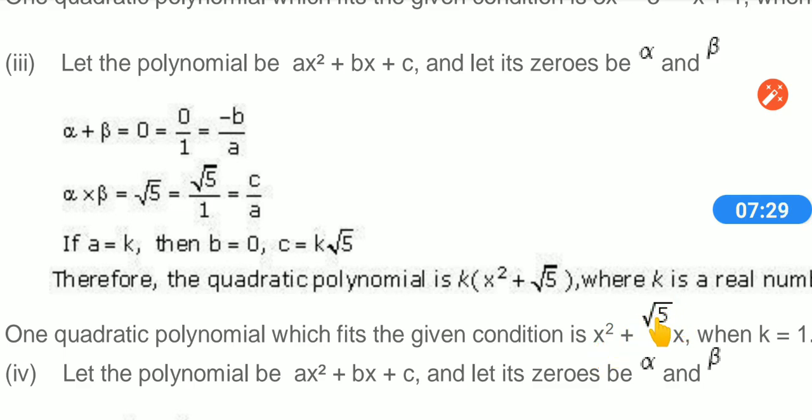Okay, children, here x is not there. So what is the required polynomial? x square plus root 5. Okay, 1 into x square plus root 5 means just x square plus root 5 only. So this is the one quadratic polynomial which fits this condition. What is the answer, children? x square plus root 5 only. Okay, let's move to the another solution.